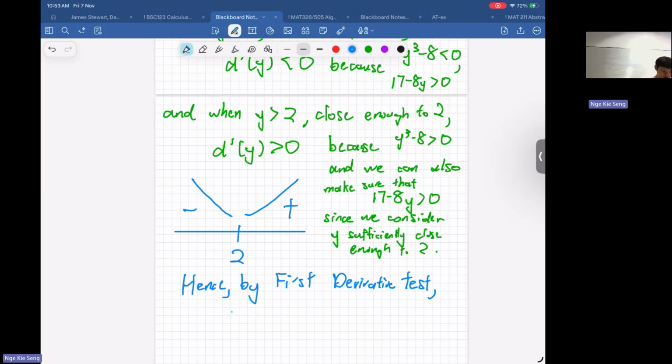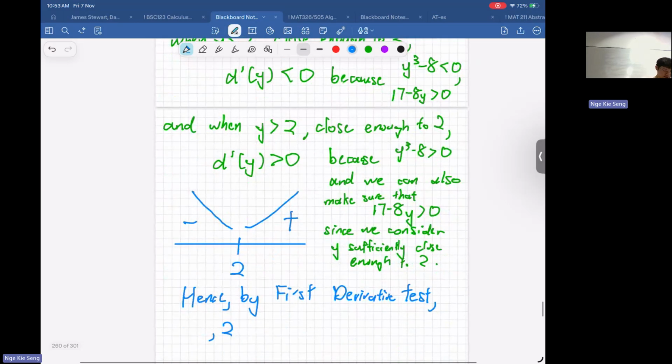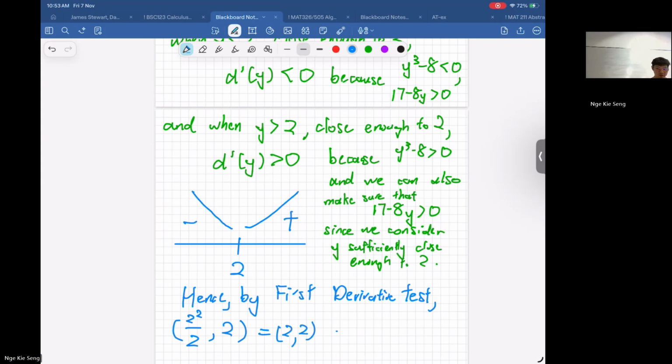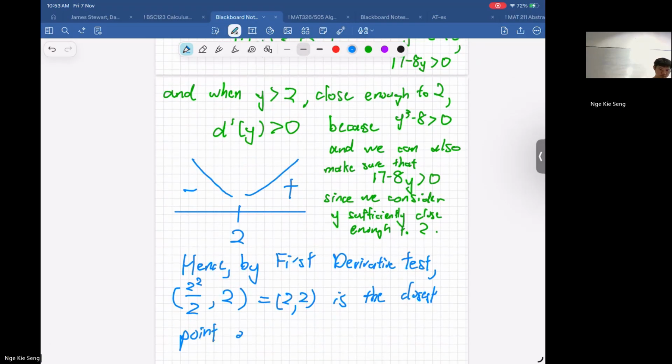So you are at 2 here, and then your x should be written in terms of 2. Your x is y squared over 2, which is 2 squared over 2, which is 2. So (2, 2) is the closest point on the curve to 1. Okay.